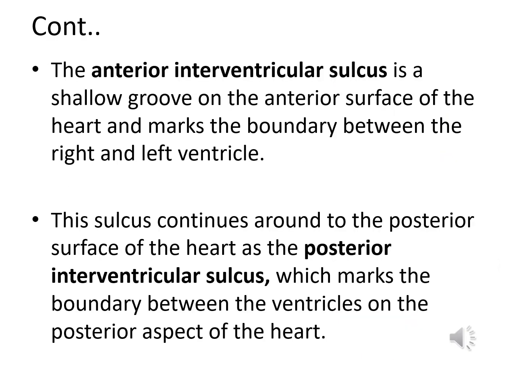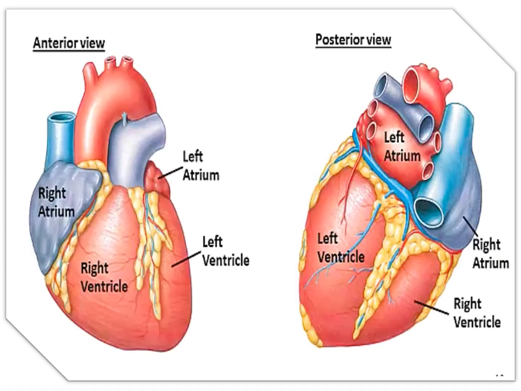The anterior interventricular sulcus is a shallow groove on the anterior surface of the heart and marks the boundary between the right and left ventricle. This sulcus continues around to the posterior surface of the heart as the posterior interventricular sulcus, which marks the boundary between the ventricles on the posterior aspect of the heart. This is a picture of interventricular sulcus both in the anterior and posterior view.